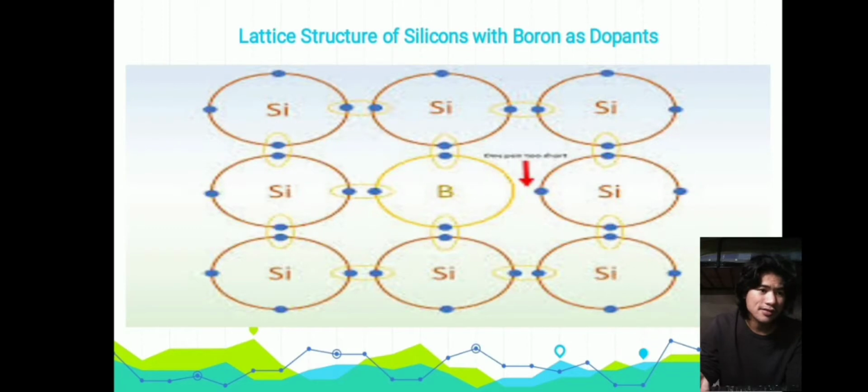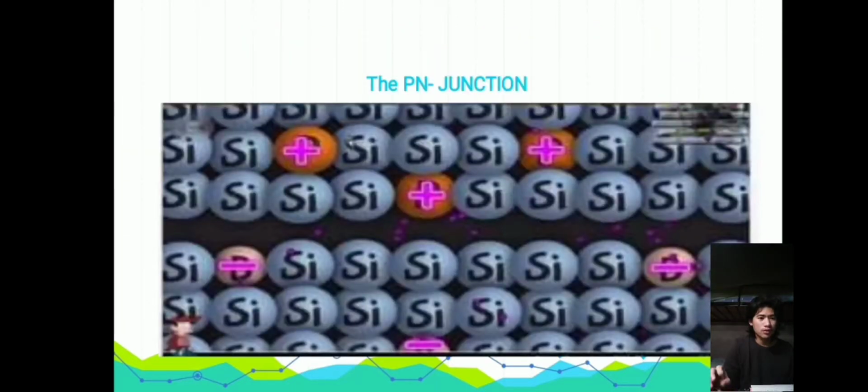Ito naman yung lattice structure of silicon with boron as dopant. Dito naman, yung silicon, nag-dope sila ng boron. So, yung boron nga is mas kulang siya sa electron, or mas kulang siya sa valence electron, which is nagpo-form ng hole. So, ito yung P-type natin, yung silicon with boron as dopants. So, ito na yung PN junction natin.